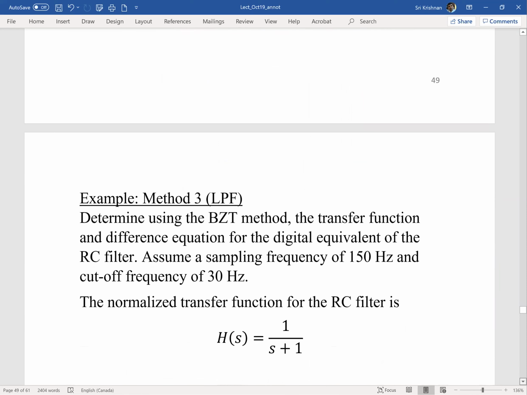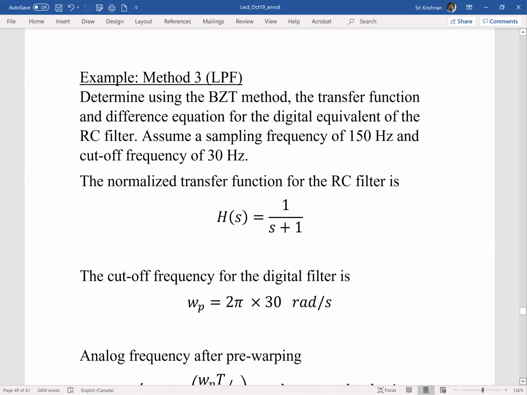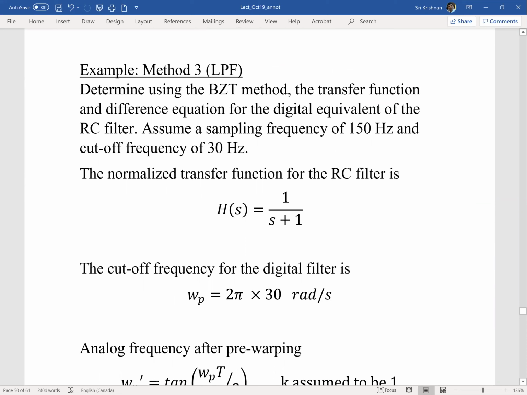Now, taking another example, just to confirm the concept that we learned, the method 3 for IIR design is based on the bilinear Z transform, or BZT. Bilinear Z transform is just a mapping of your S-plane to the Z-plane. And when we do the mapping, it's normally not a linear mapping because the left-hand side of the S-plane gets mapped into within the unit circle in the Z-plane.